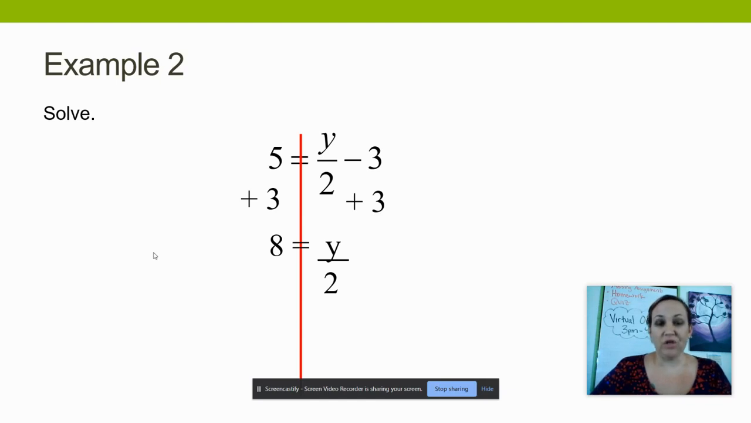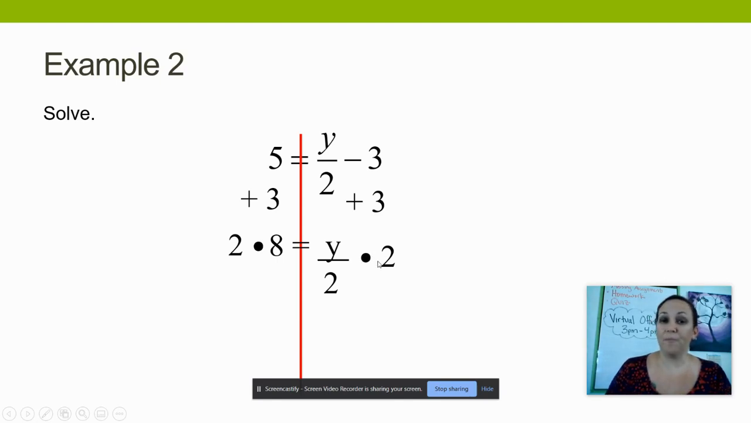Yesterday, we learned that in this problem, there are 2 ways to solve it. You can make this an 8 over 1, and you can cross multiply. Or we can recognize that this is division, y divided by 2. And the inverse operation for division is multiplication. So I can get rid of this dividing by 2 if I times by 2.